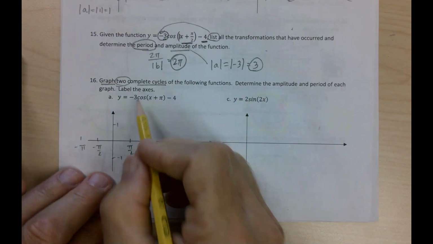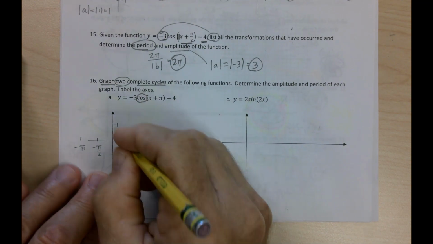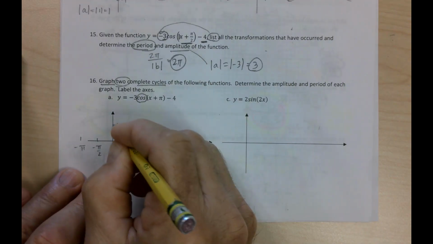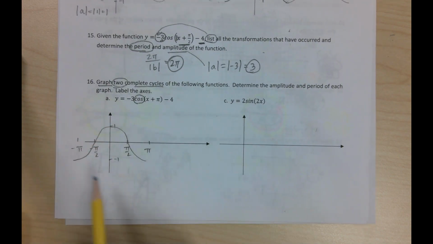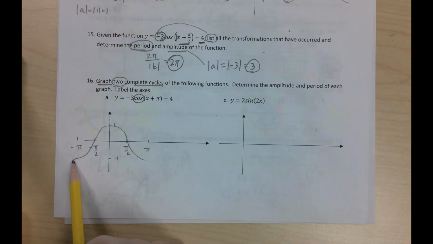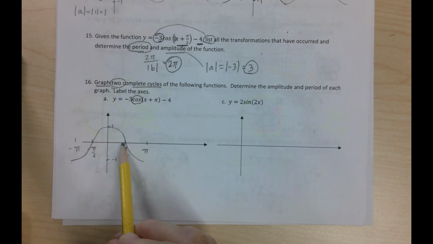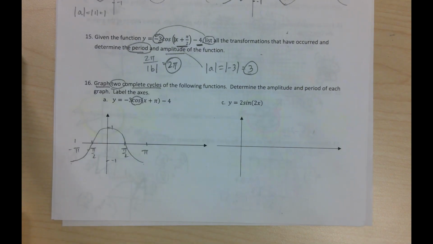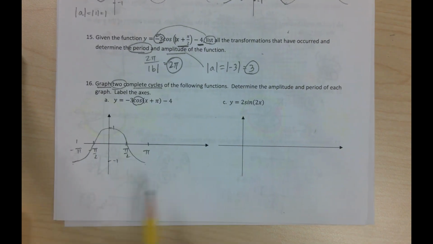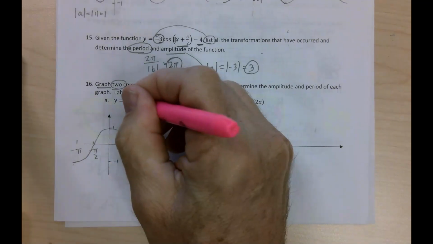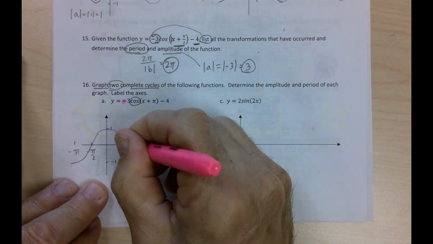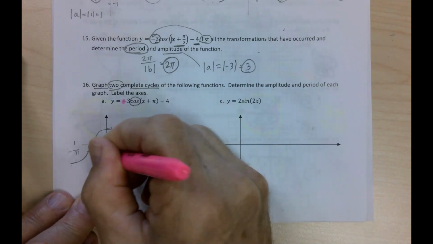And here we go. Start with the parent function. Goes over. You got to hit those marks very well. -1, 0, 1, 0, -1. Try to be accurate to get started. So now we're going to introduce some colors. What does that do? Well, it flips it over the x-axis.